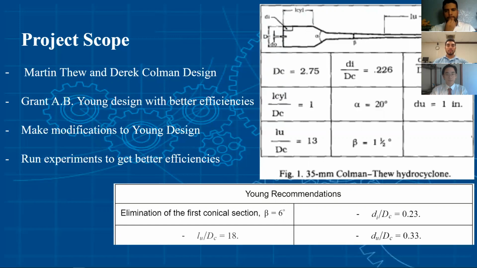The purpose of this project is to build a recommended Young design hydrocyclone and test it by performing experiments for its efficiency. Then build a second hydrocyclone with our own modifications to the Young design and see if better efficiencies can be obtained.